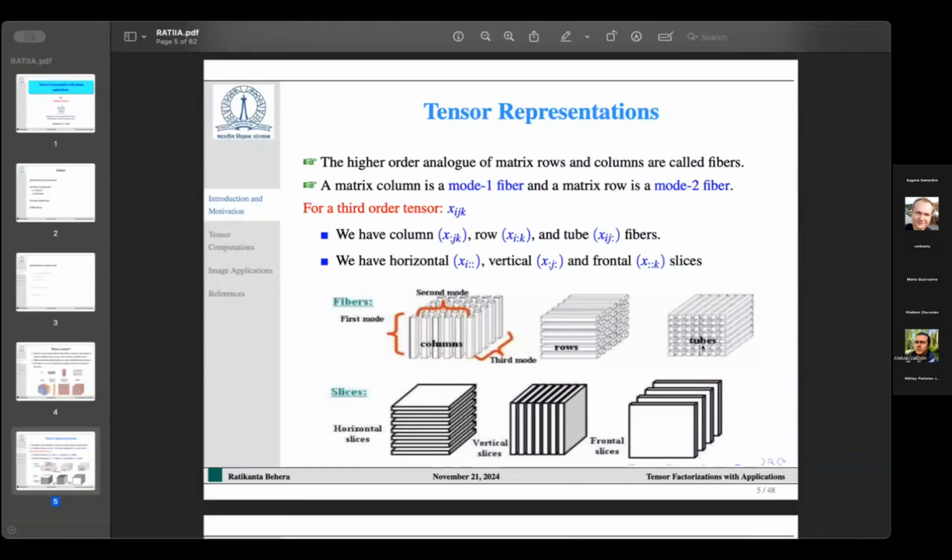And then slices. That is another way we can represent a tensor, slices, like a bread. We can cut it horizontally, vertically, and frontally. In general, breads are cut in such a way, giving frontal slices. So we can make it in different ways.